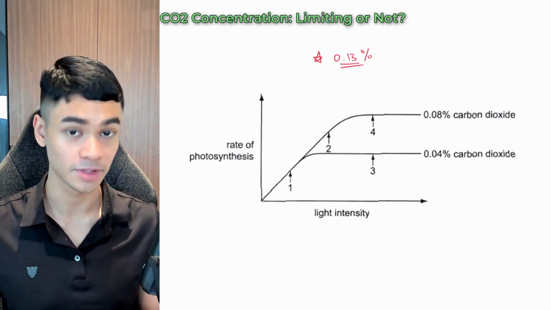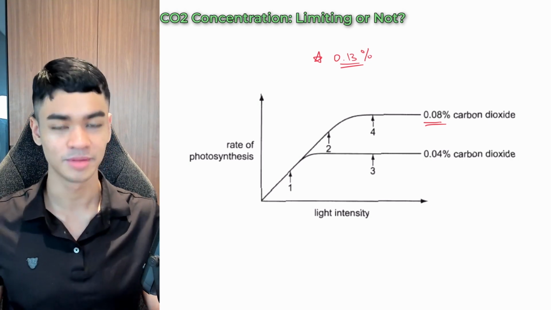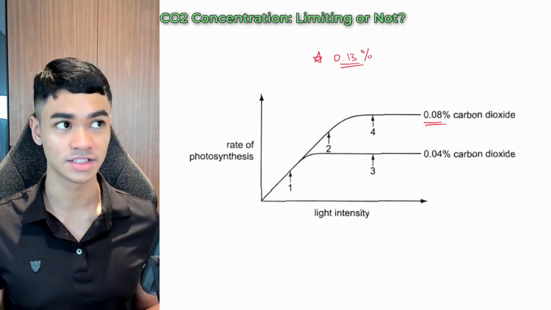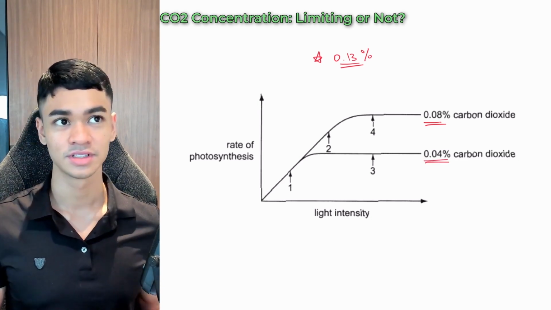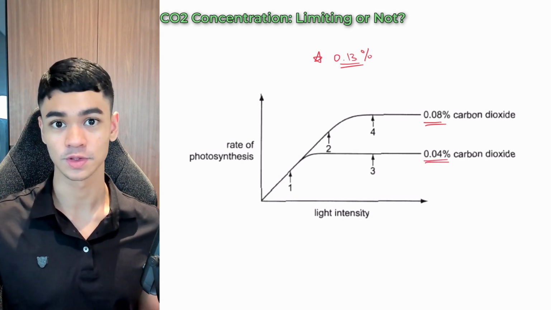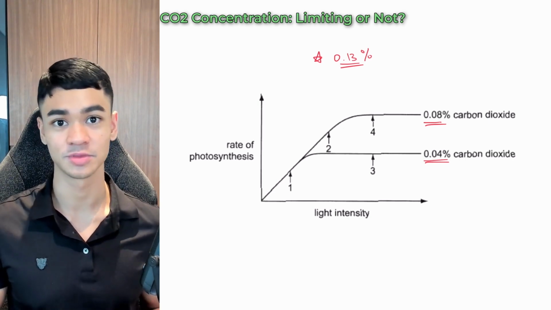So look at the top curve, right? It's at 0.08%, which is less than our magic number. So yes, points along this top graph, CO2 is limiting. For the second graph, it's 0.04%, even lower. So yes, all the points along this graph, CO2 is also a limiting factor. So that's it, just remember the magic number and doing these questions will be super easy.